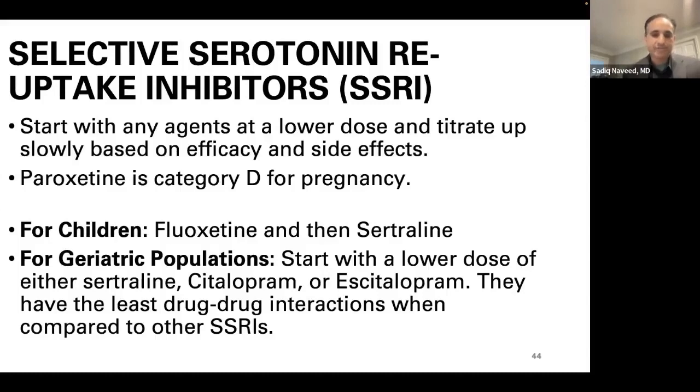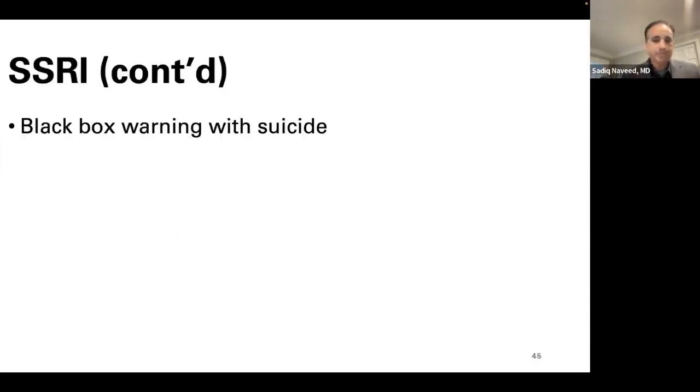Paroxetine is category D for pregnancy. Others are category C. For children, fluoxetine and then sertraline, but I think that is a very individual response. You can start with Lexapro, escitalopram. The reason being that fluoxetine has significant drug-drug interactions. So if the patient has QTc prolongation, you need to be aware of that. Black box warning with suicide.